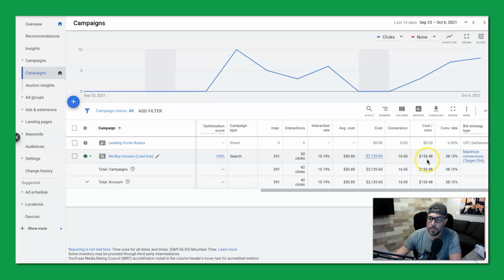The cost per lead is $133.48, which I'm extremely happy with for real estate investing. And the conversion rate for the campaign is 38%, which I'm extremely happy with because that is a killer conversion rate for this as well.